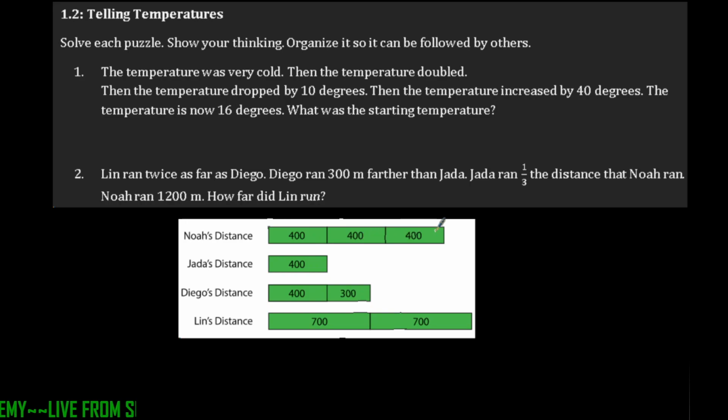And a picture for the second one is, notice how Noah's distance was 1200, Jada's distance was 400, Diego's distance was Jada's distance plus 300, and Lynn's distance was 1400. So this is another way to picture it.